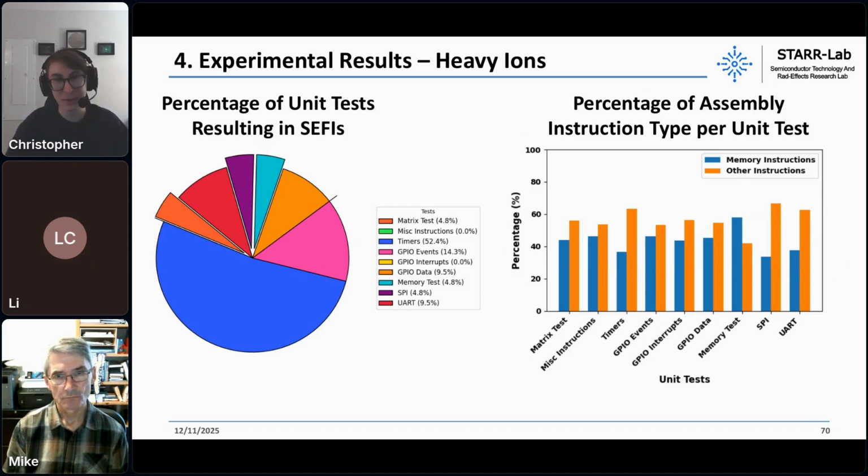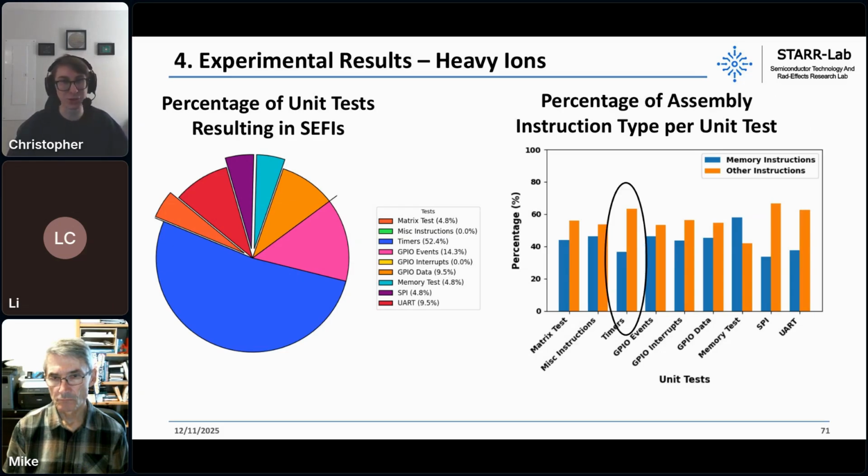And then also, we were really looking for something to try and understand what's going on. So we looked at the percentage of instructions, whether for the timer test there are maybe not as many memory instructions, so the scrubbing rate for that test is a lot lower, so it could potentially get more of these uncorrectable double bit upsets. That thinking was somewhat true in the sense that the timer test does have a smaller percentage of memory instructions compared to other general instructions. But so too do those SPI and UART tests.